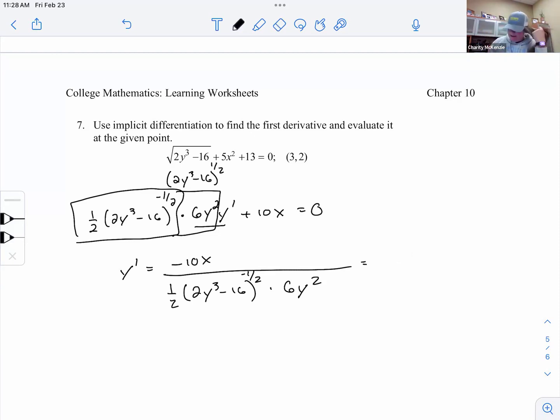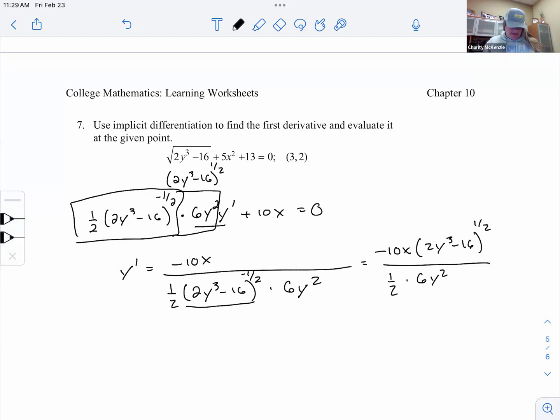Okay, so what I mean by that is this term probably needs to come up. So let's rewrite this. So it's going to be the 2y to the third minus 16 to the 1/2 power on the top. And then in the bottom, we still have the 1/2, which is fine, and the 6y squared. Let's try it this way. Now we're going to put in the 3 and the 2. So negative 10 times 3, put the parenthesis 2 times 2 to the third minus 16.